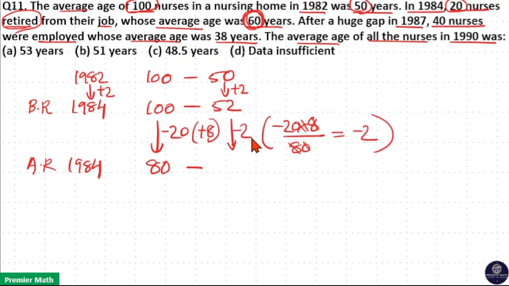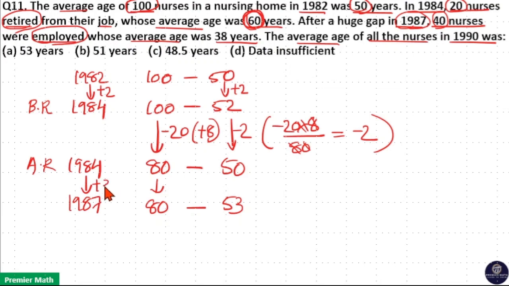52 minus 2 is 50. 50 is the average of 80 people. Now, in 1987, 40 nurses were employed. So I will consider before employing these 40 nurses. That is, in 1987, before employing these 40 nurses, there were 80 people. And the average age of these 80 people will become 53 because there is a 3-year increment.